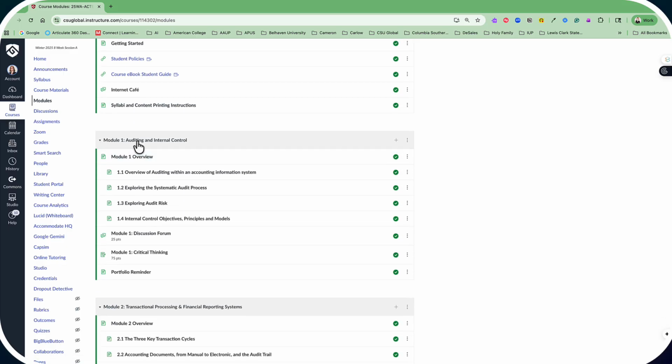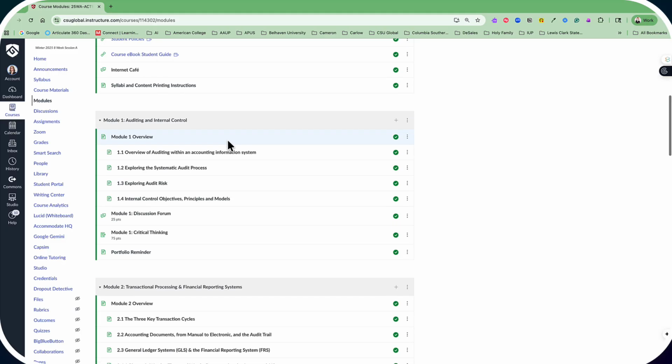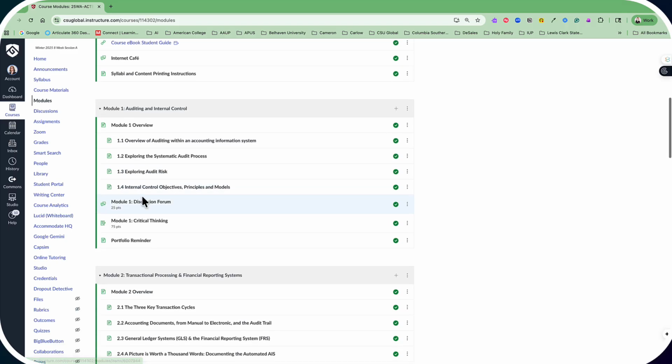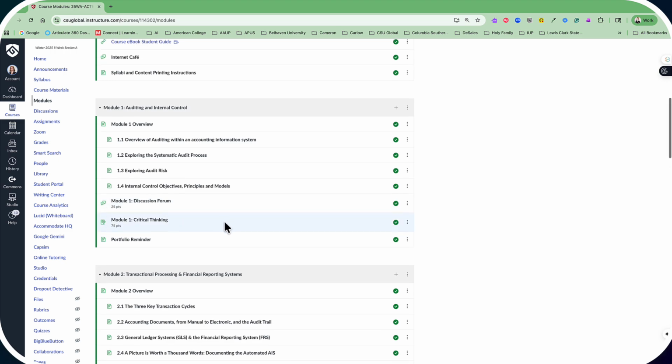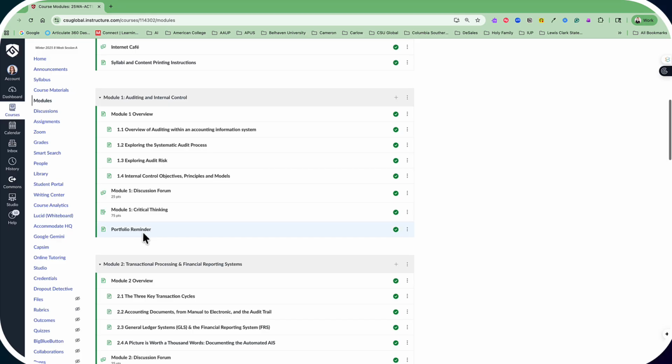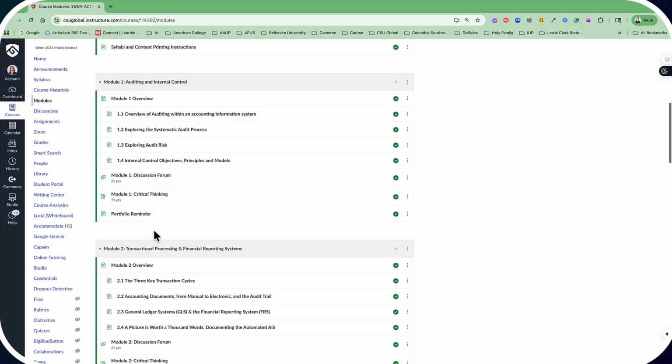Then we start with Module 1, which is Auditing and Internal Controls. We're going to discuss the overview of auditing within an accounting information system, explore the systematic audit process, and explore audit risk, internal control objectives, principles, and models. And you see in our first module, we have our discussion forum and our critical thinking assignment. And it is never too early to start on the portfolio reminder, so please take a look at that in the first week as well.